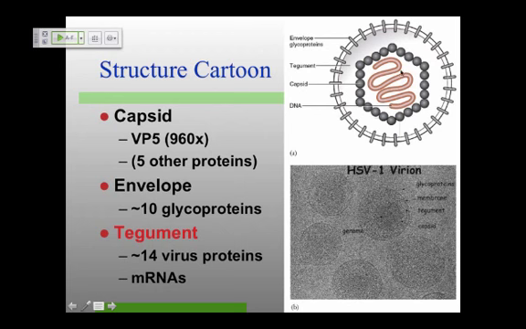Packaged inside a very regular icosahedral capsid made up of VP5, and you can do the math here, figure out what that triangulation number is. How would you do that? Divide by 60, exactly. And about 5 other proteins that are present just in the capsid.